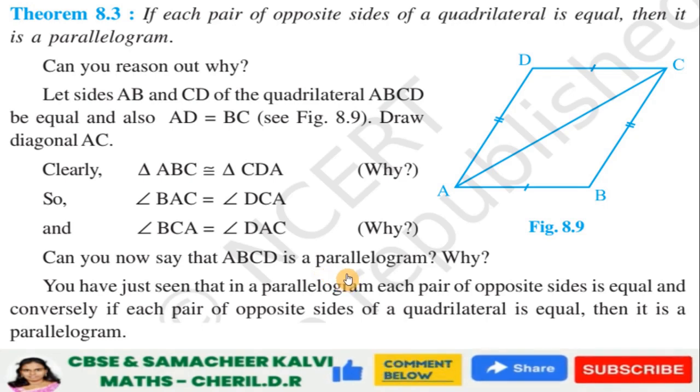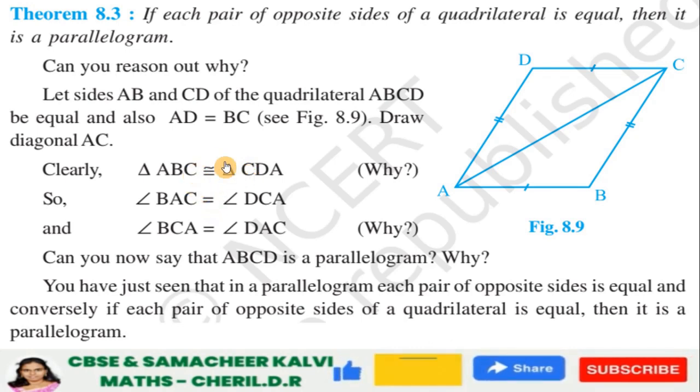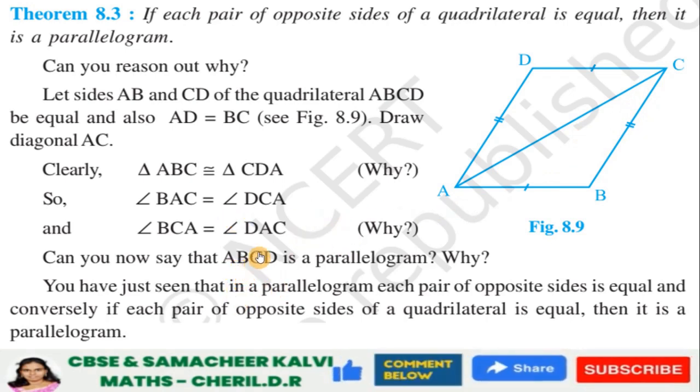Now we'll go through what is given in the textbook. Each pair of opposite sides are equal. So if these sides are equal, then it is a parallelogram. Why? Because these are equal, in that case we can say that these two triangles are congruent. When these two triangles are congruent, we can talk about the angles. The angles are also equal. In that case we can say that ABCD is a parallelogram.